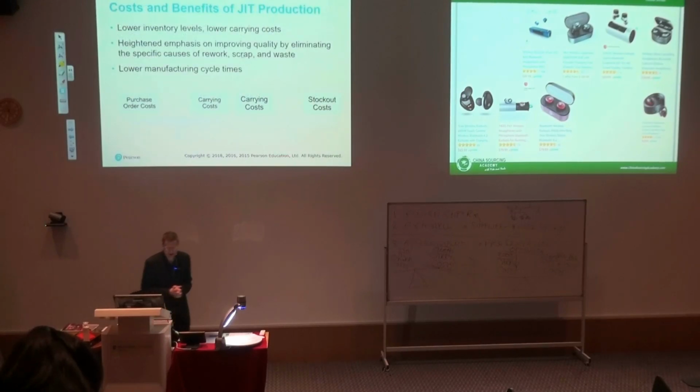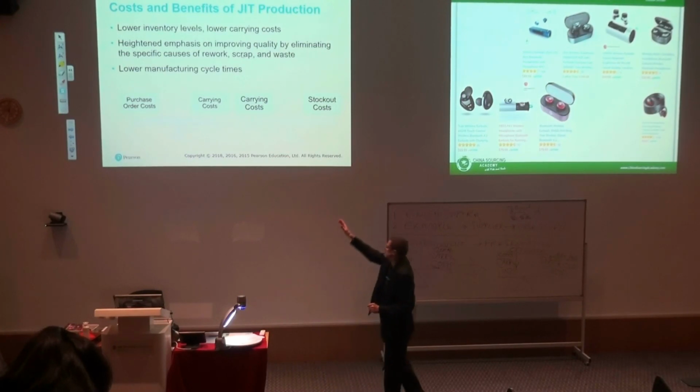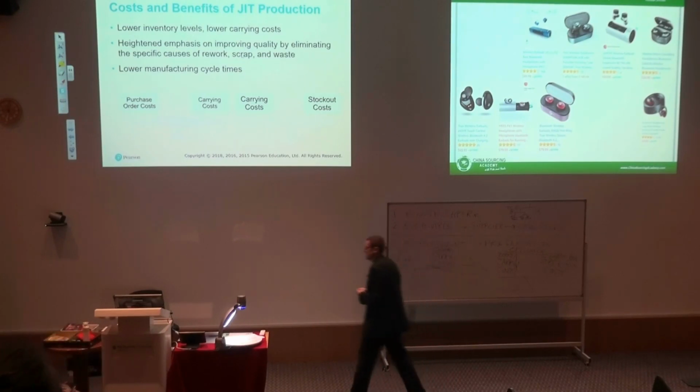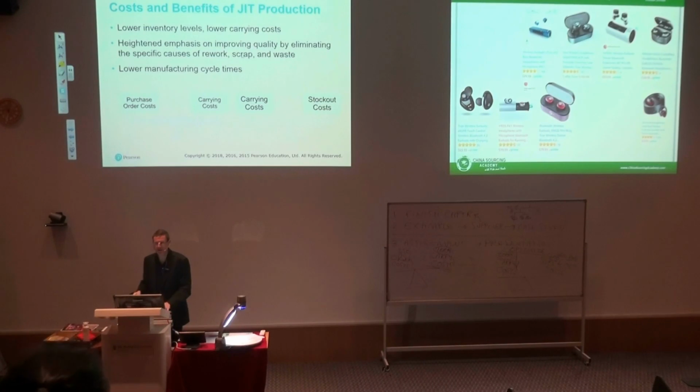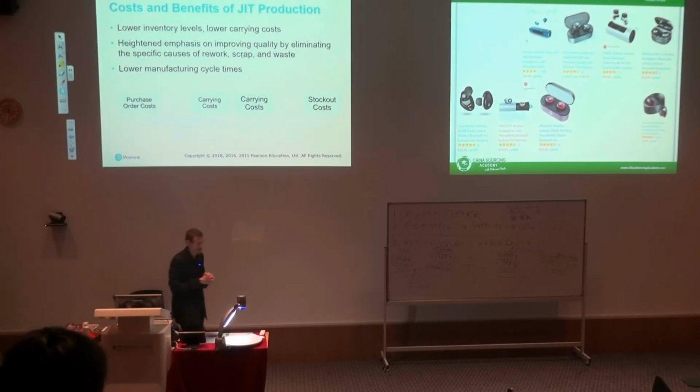So let's just finish up, summarise again. I put those pictures up again. Okay, the costs and benefits of just-in-time production. Lower inventory levels, lower carrying costs. A heightened emphasis on improving quality by eliminating rework, scrap, waste, and lower manufacturing cycle times.